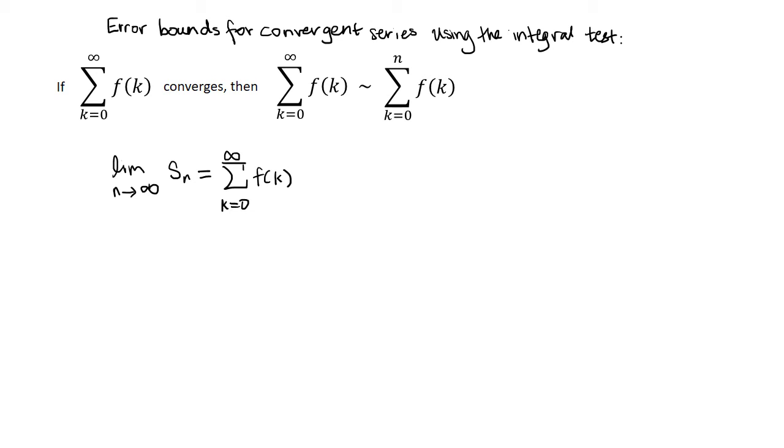So that means that if we look at a partial sum with a large enough value of n, it should mean that our partial sum's value is close to this limit, to the sum of the series. But the question is, how close?